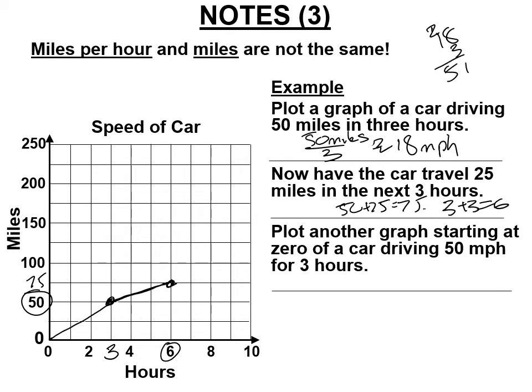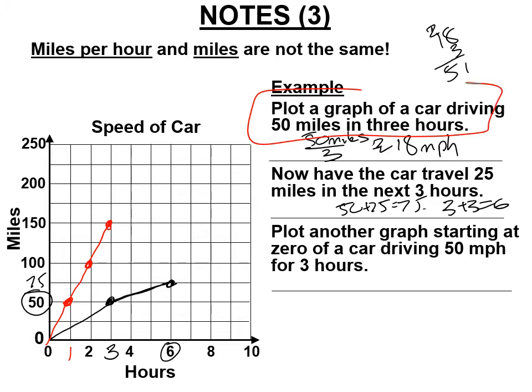Plot another graph starting at 0 of a car. All right, so we're going to do a competing graph of a car starting at 0 driving 50 miles per hour for 3 hours. Okay, do that. See the difference. Right, if you're going 50 miles per hour, you're going there. And then another 50 miles in another hour is 100. All right, so there's the difference.